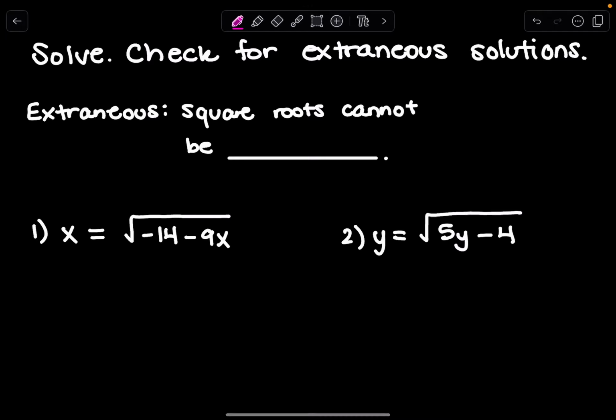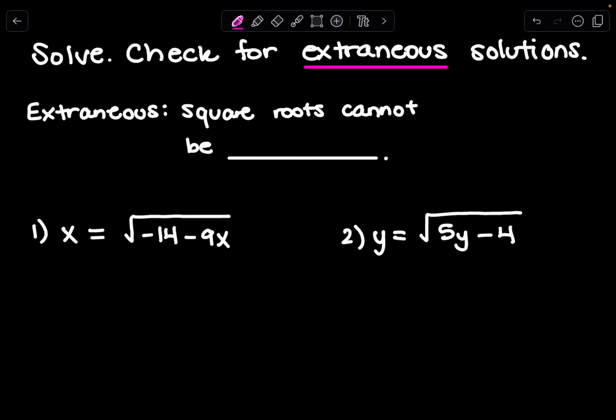What's up, everybody? Today we're going to solve some radical equations. These radical equations are going to potentially contain extraneous solutions. Now, an extraneous solution is a solution value that appears to work but actually doesn't. We are going to have extraneous solutions anytime I have a square root equal to a negative number.